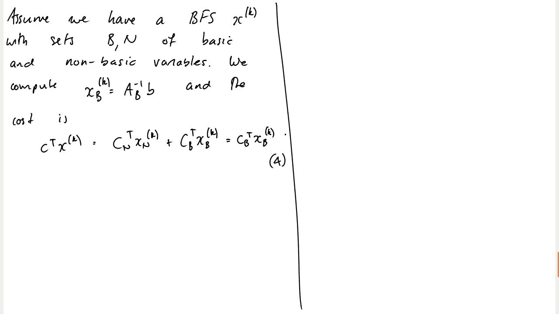So that's the cost at our current point. It's only determined by the basic variables because the rest of them are 0 and don't contribute. Note that I've partitioned my cost vector c in the same way as I was doing with my variables in my matrix A before. We want to see what happens to the cost if we start increasing the non-basic variables.